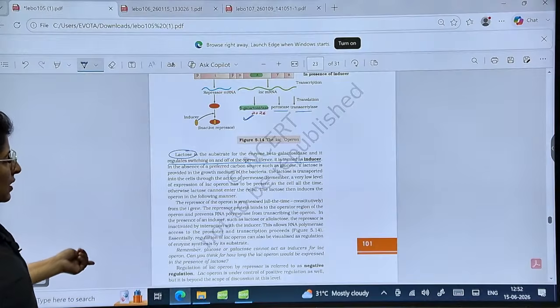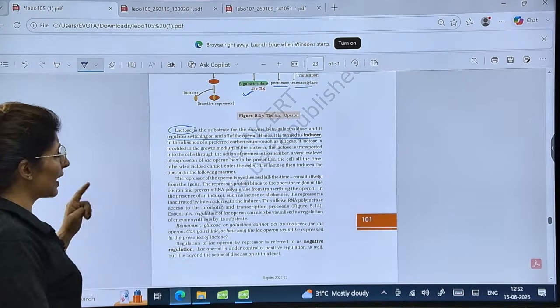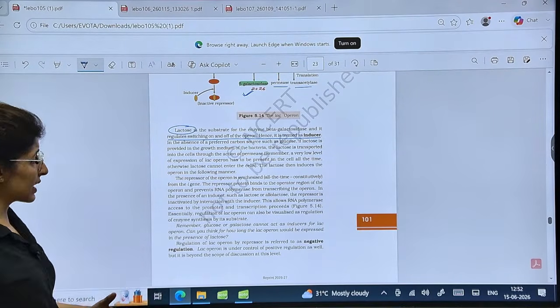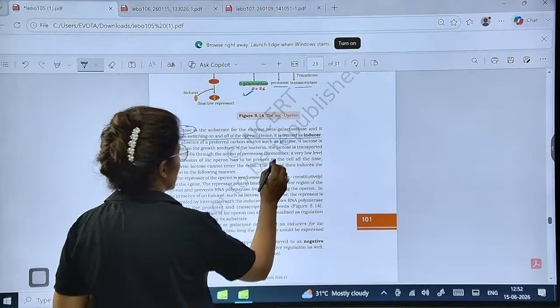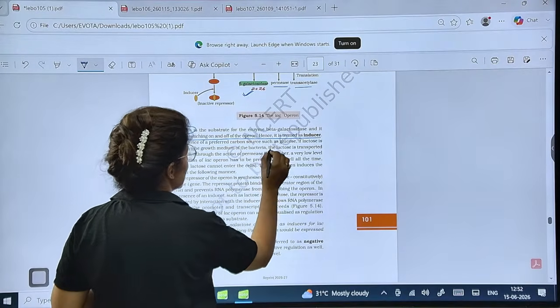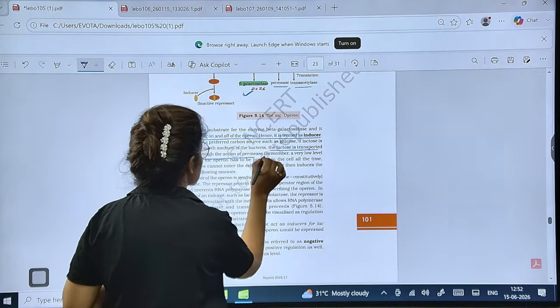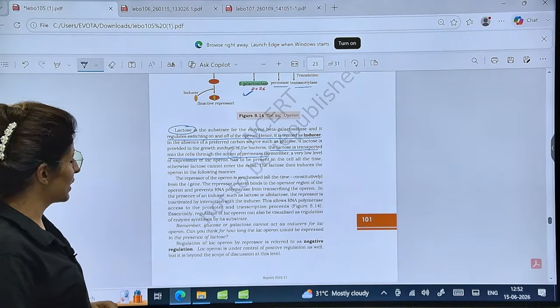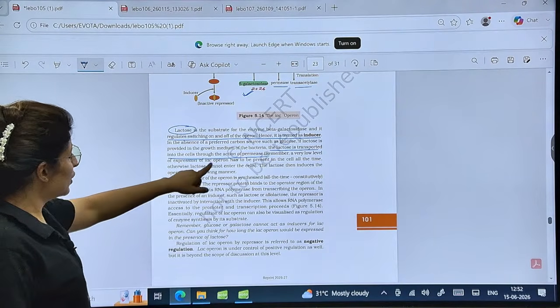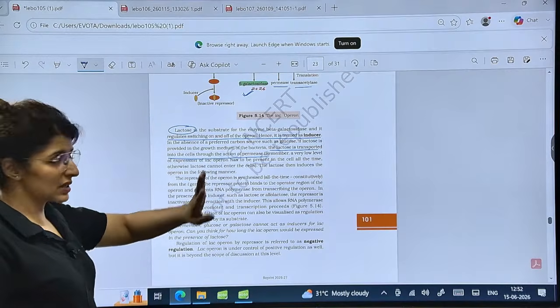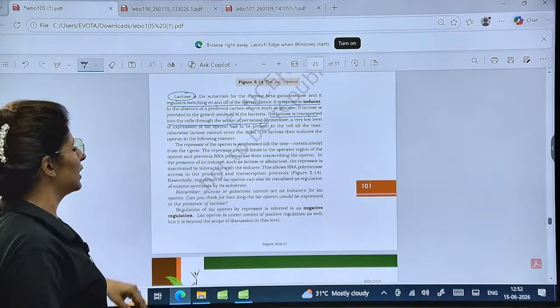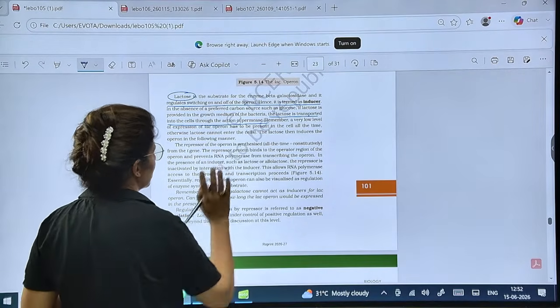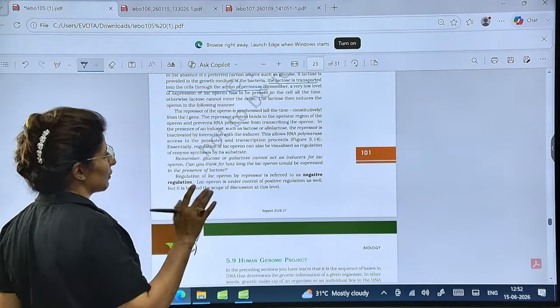Is that clear? So if lactose is present, we want the enzymes to be produced, otherwise we don't want. Through permease, the lactose is transported into the cells through the action of permease. So these are the functions of each and every enzyme. Is that clear? Remember, at very low level, expression of lac operon doesn't work. It cannot enter. Lactose then induces operon in the following manner, and we have studied that.